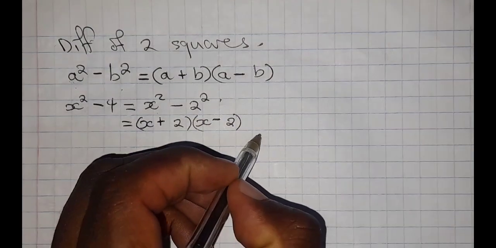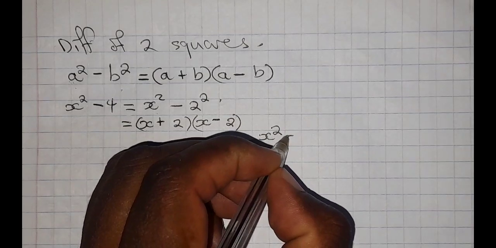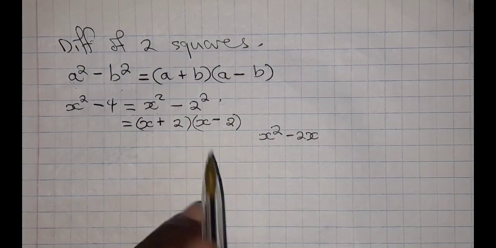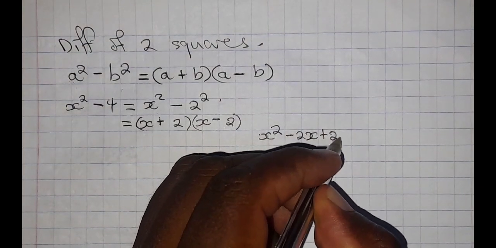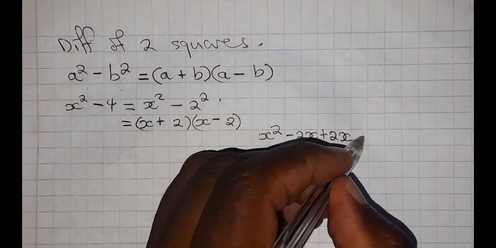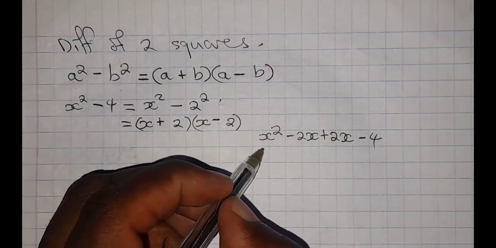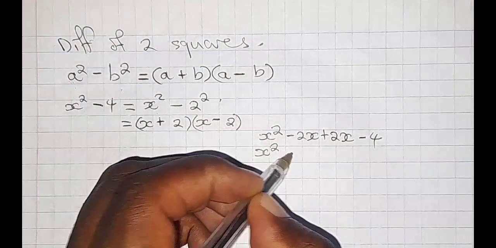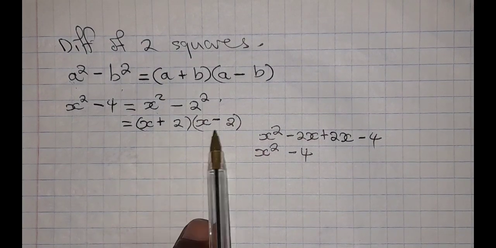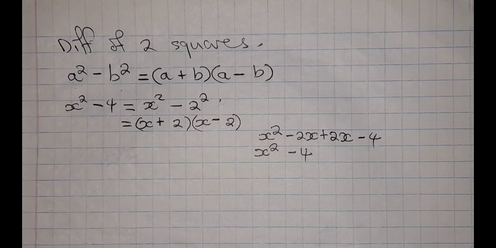x by x gives us x squared, and then x by negative 2 is negative 2x, and then 2 by x is positive 2x, and then 2 multiplied by negative 2 is negative 4. The negative 2x and positive 2x cancel each other and you are left with x squared minus 4. You see, if you expand this, it will take you back to the difference of two squares.